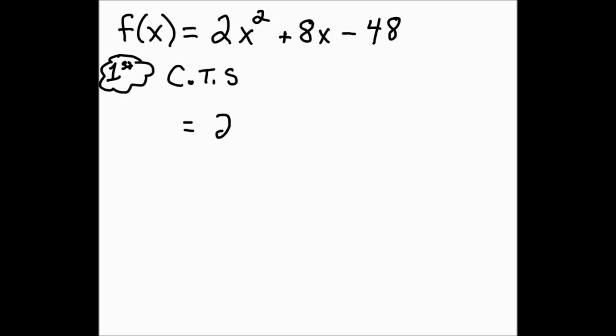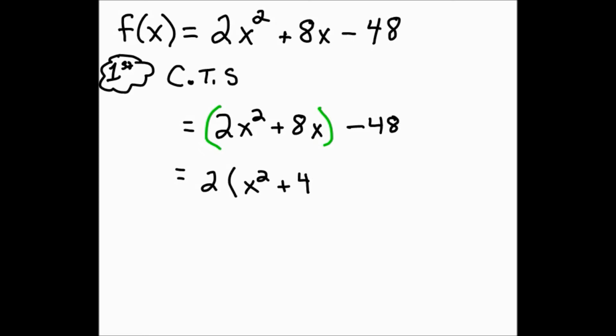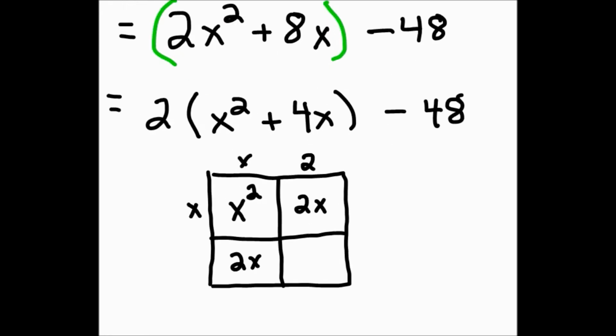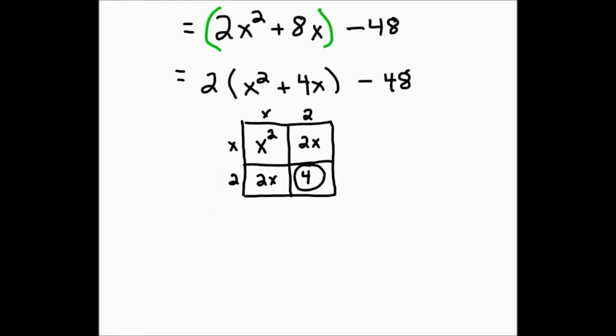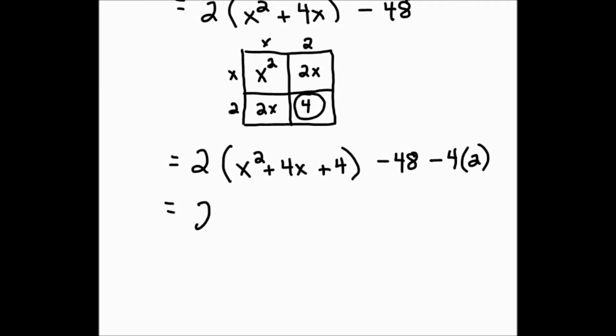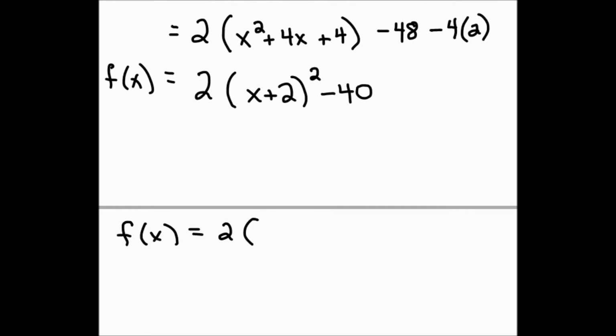On to my next problem. Again, I have a standard form, so I'll group my first two terms. I need my a value to be 1. Use my little diagram, split 4x into 2x and 2x, and I realize I need to add 4. So I add 4 inside the group, and then I subtract 4 outside the group twice, again due to my a value there. So this can be rewritten as 2 times the group x plus 2 squared, and that all works out to be, let's see, minus 40. So now I'm in vertex form.